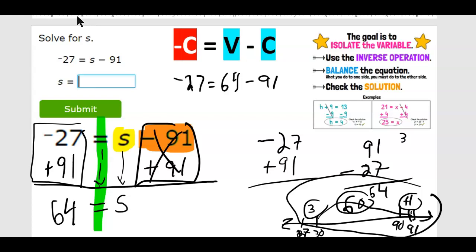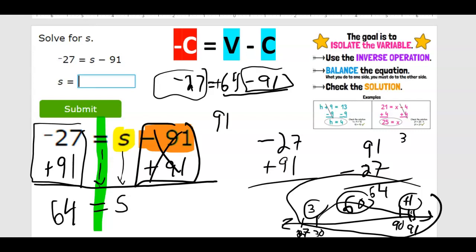Plus 91, negative 27 equals 64 minus 91. Oh, this actually might work. My fault. Okay, so we've got to see, is 64 minus 91 going to give us a negative 27? If you have 91 negatives and 64 positives, how many more negatives do you have than positives?